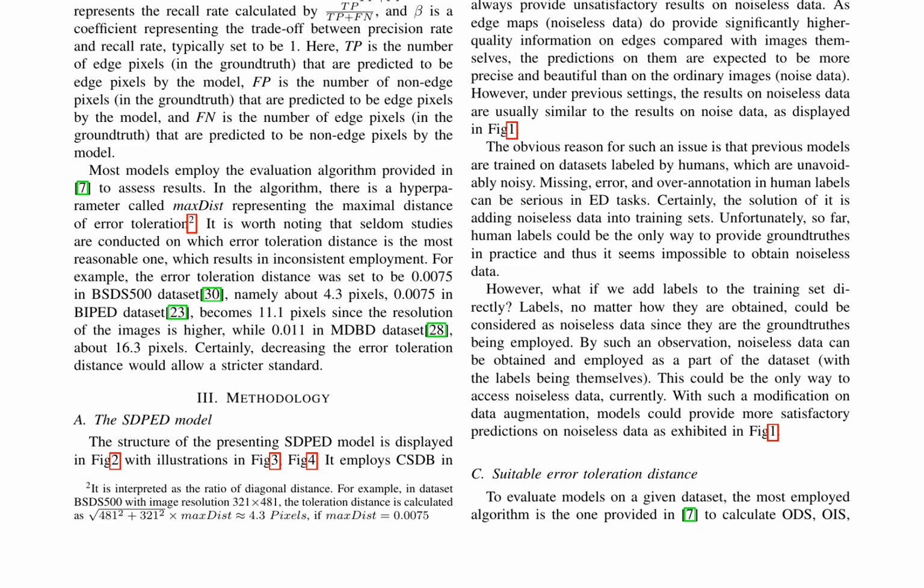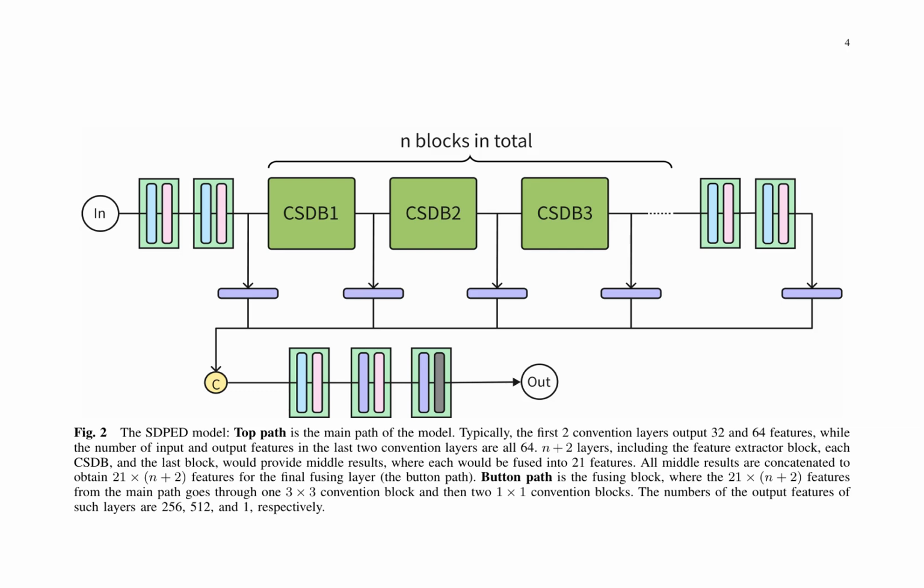The discussion also covers improving performance on noiseless data by adding noiseless data into training sets and directly labeling data. Finally, the importance of selecting a suitable error toleration distance for evaluations is highlighted. The SDPED model architecture, as depicted in Figure 2, consists of a main path and a bottom path.